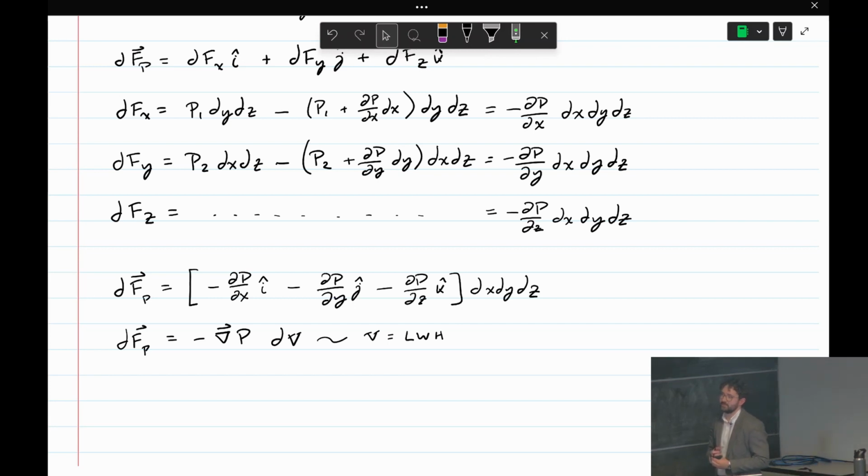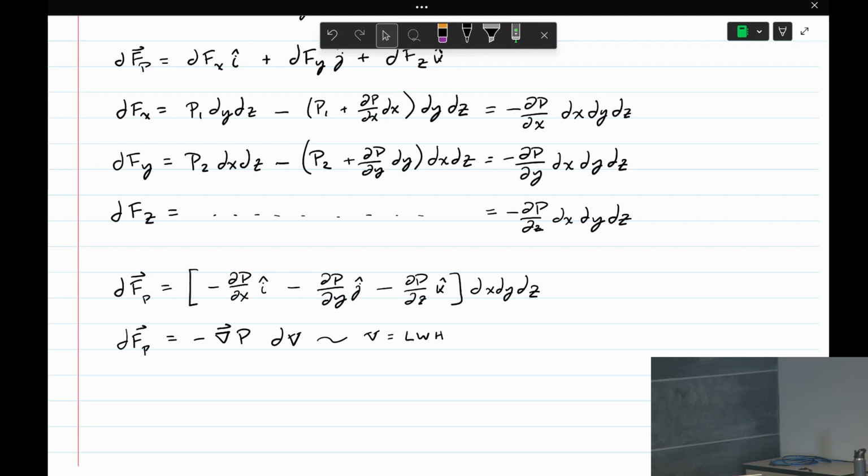So this tells us that the net force due to pressure on a small element of our fluid is related to the difference in pressure at that point. So the gradient of pressure. Just a quick review, the gradient of a scalar produces a vector. The x component is partial p partial x, the y component is partial p partial y, the z component is partial p partial z. So it's the gradient of pressure that produces a force in our fluid.